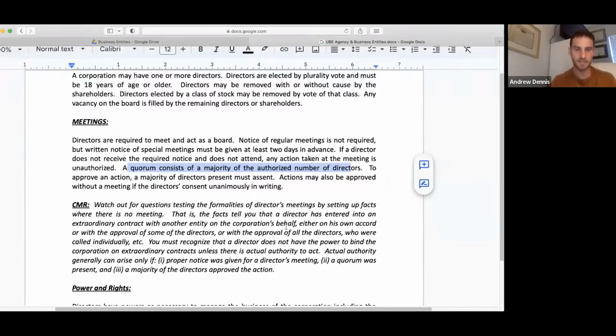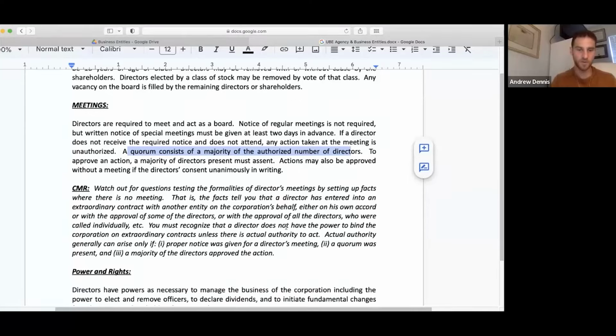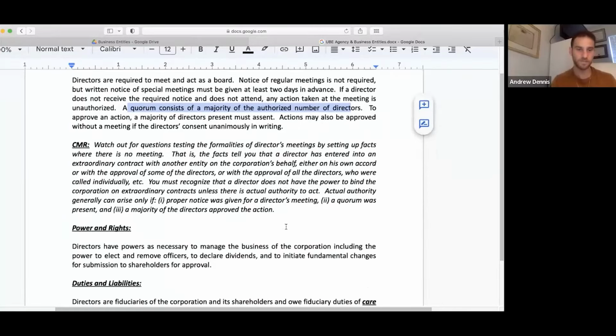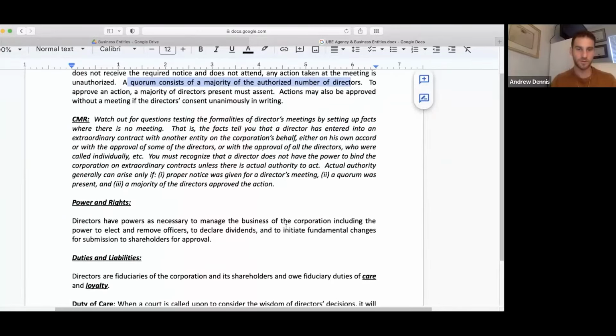You must recognize that a director does not have the power to bind the corporation on extraordinary contracts unless there's actual authority. Actual authority generally can arise if proper notice was given for the directors' meeting, a quorum was present, and a majority of the directors approved the action. So what can directors do? They can manage the business, elect and remove officers, declare dividends, and initiate fundamental changes for submission to shareholder approval.